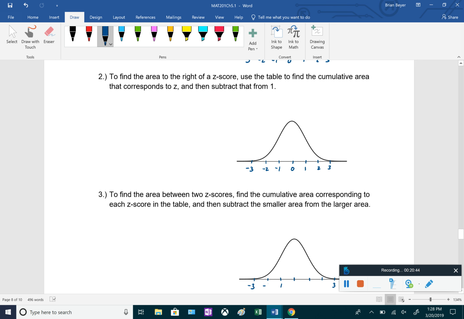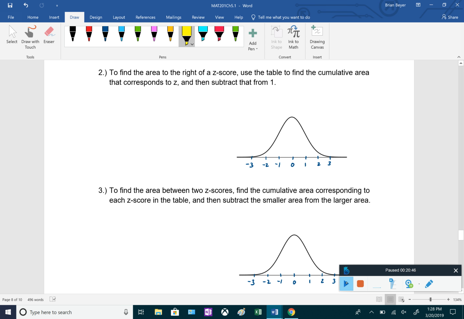The other one is finding the area to the right. So to find the area to the right of a z-score, what we have to do is use the fact that the area to the right equals 1 minus the area to the left. This comes from the fact that the total area underneath the curve equals 1. So the area to the left of a value plus the area to the right has to add up to 1. So the area to the right is 1 minus the area to the left.